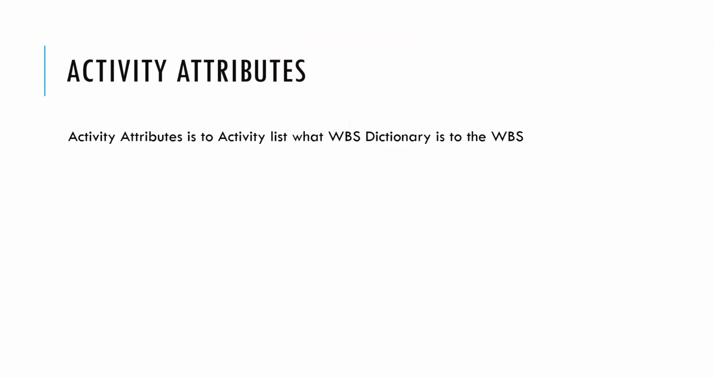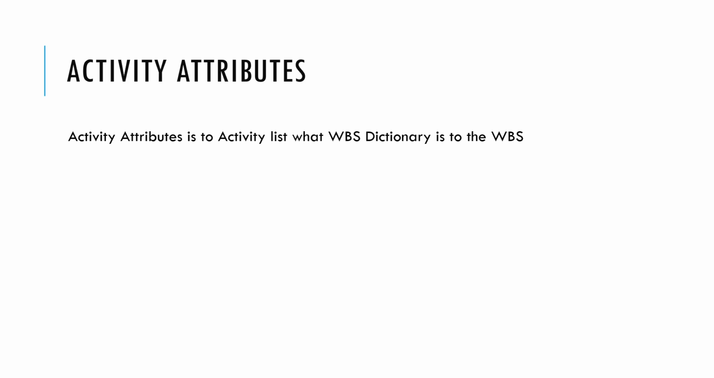Moving on, activity attributes. Activity attributes is to the activity list what the WBS dictionary is to the WBS. So what does the WBS dictionary do? It basically has data and information about the work packages in the WBS. That is what the WBS dictionary is all about.